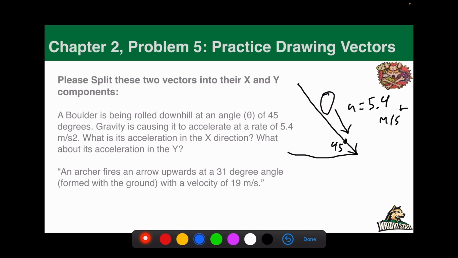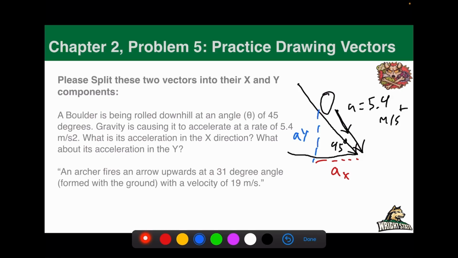Well, all right. So my y component, I'll draw that one first, is going to be like this. And my x component is going to be like this. Let me draw my arrow a little bit better, actually. There we go. So that's my a. Here is my ax. Here is my ay. Okay, so the hypotenuse of this triangle is 5.4. My angle theta is 45.